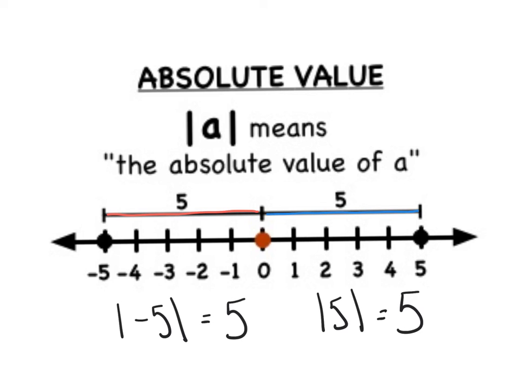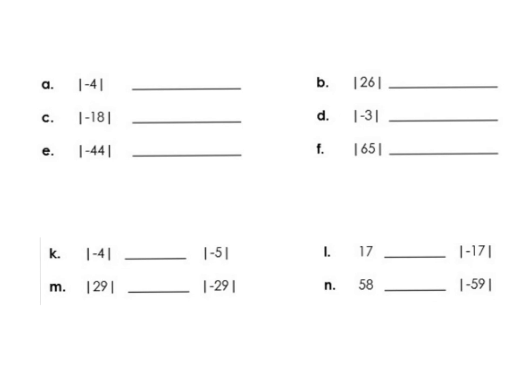So let's do some practice problems. In question A, it says, what is the absolute value of -4? Well, we know that -4 is 4 away from 0 on the number line. And for B, the absolute value of +26 is still going to be +26 because it's 26 away from 0. -18 is 18 away from 0. -3 is 3 away from 0. -44 is 44 away from 0. And 65 is 65 away from 0. So when you're finding absolute value, notice every single one of those answers was positive.